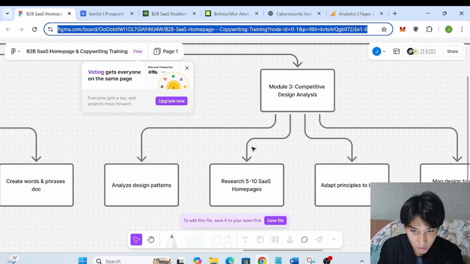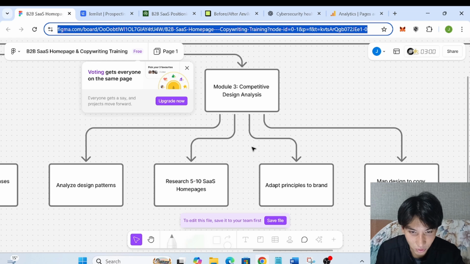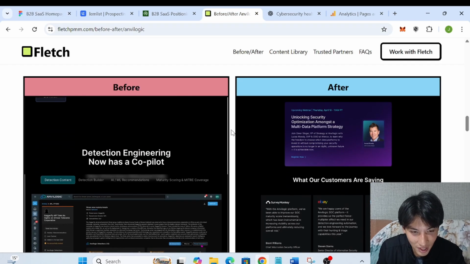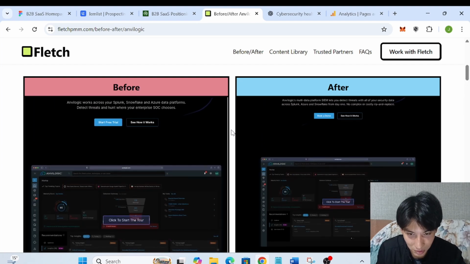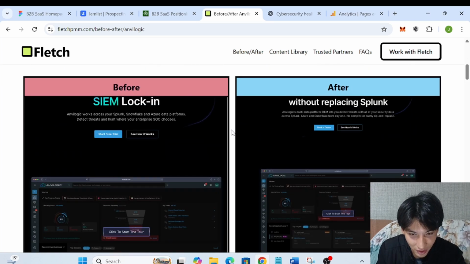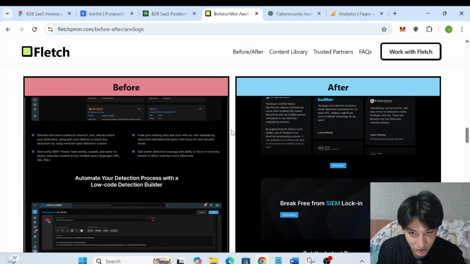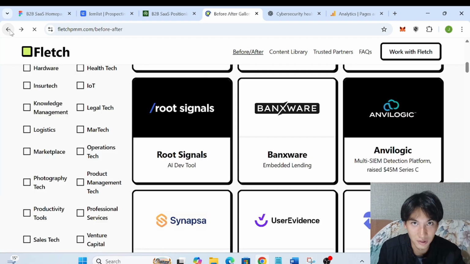And then for module number 3, doing a competitive design analysis. Now, what does this mean? So this means while still adhering to the design requirements or design guidelines for your SaaS company, going ahead and comparing different B2B SaaS or SaaS companies' homepage designs and seeing which ones you like. But here's the caveat that you have to listen to: still adhering to your company's design guidelines.